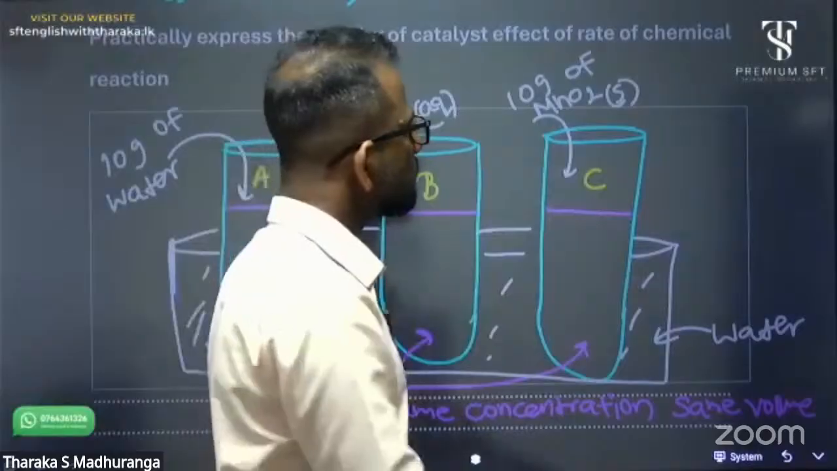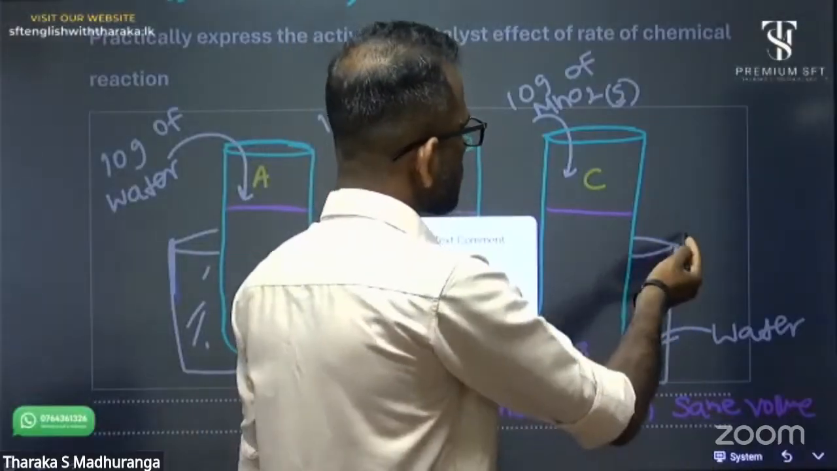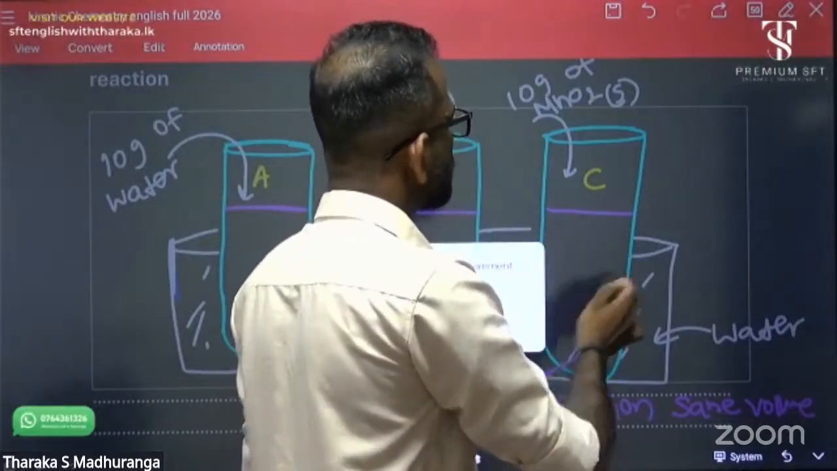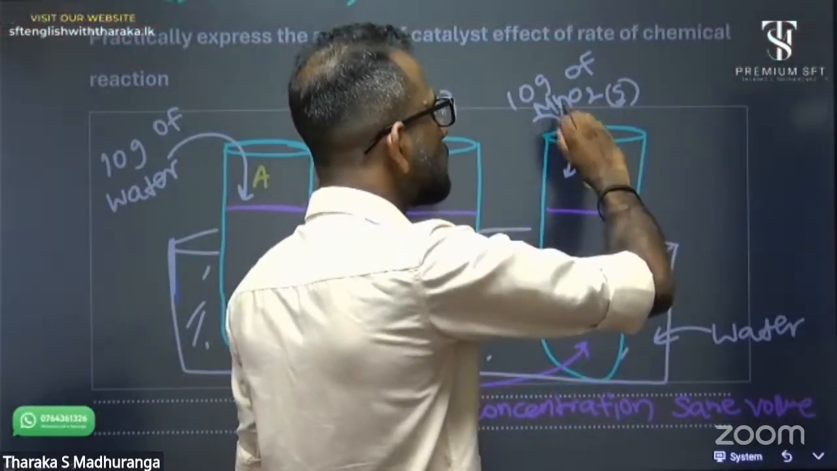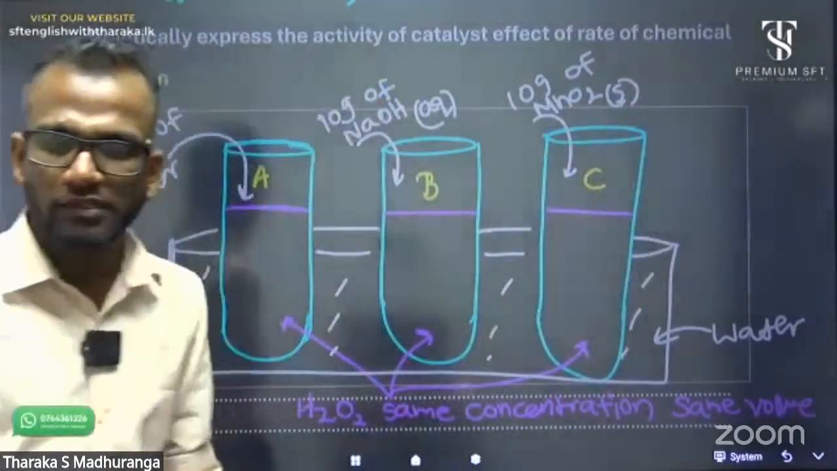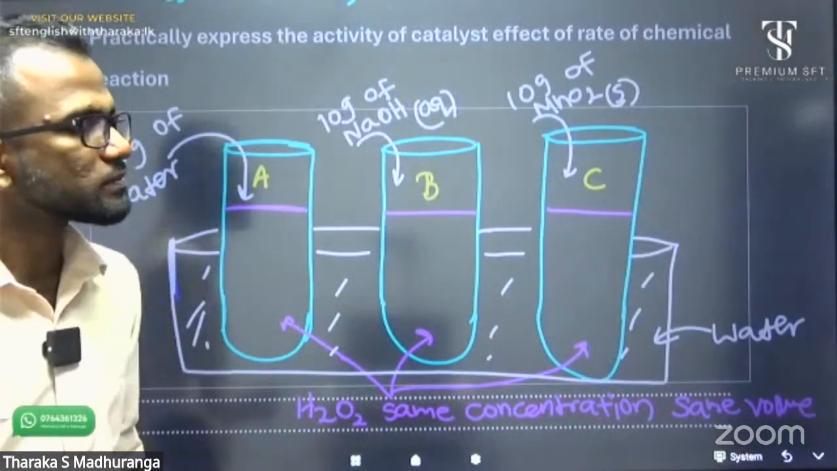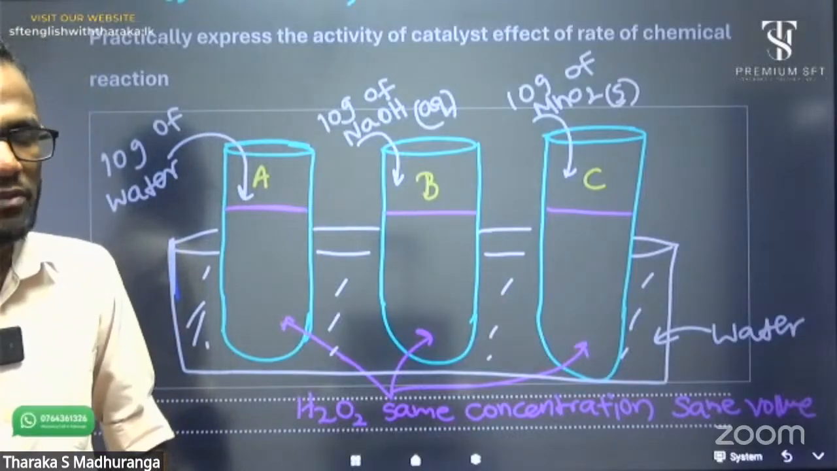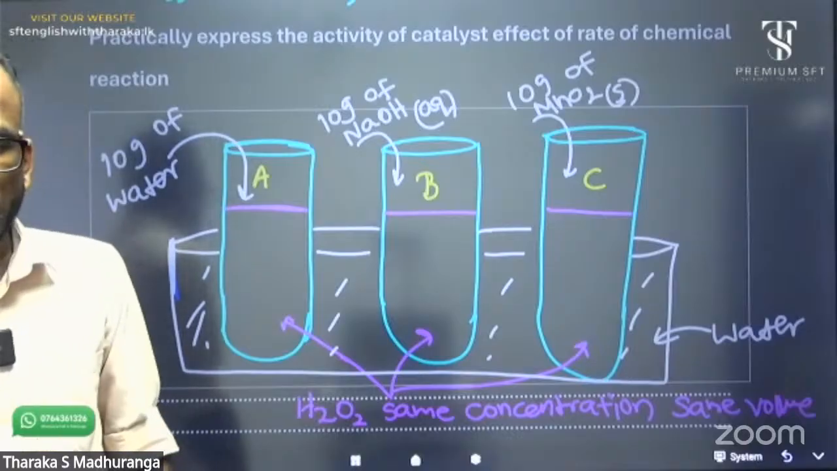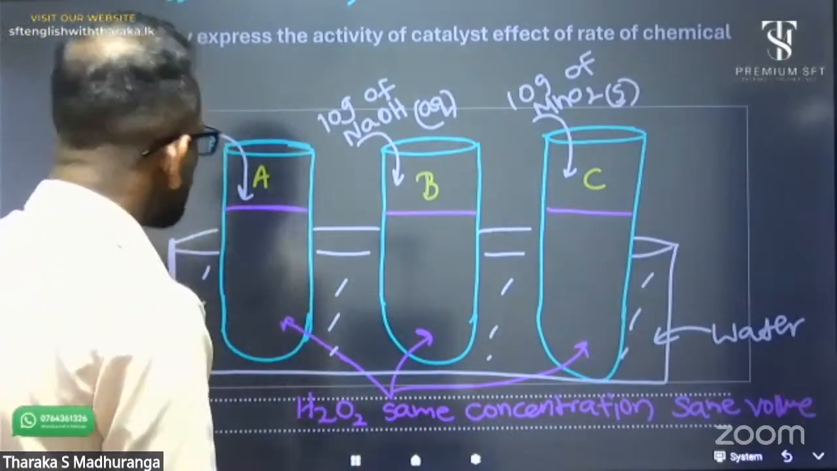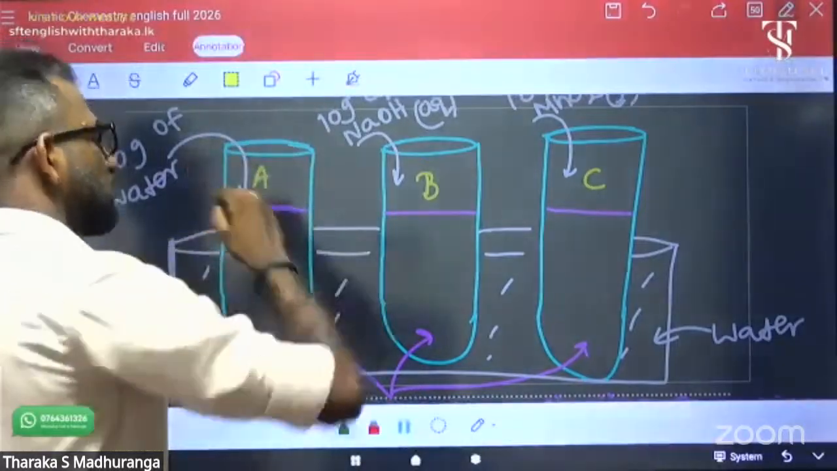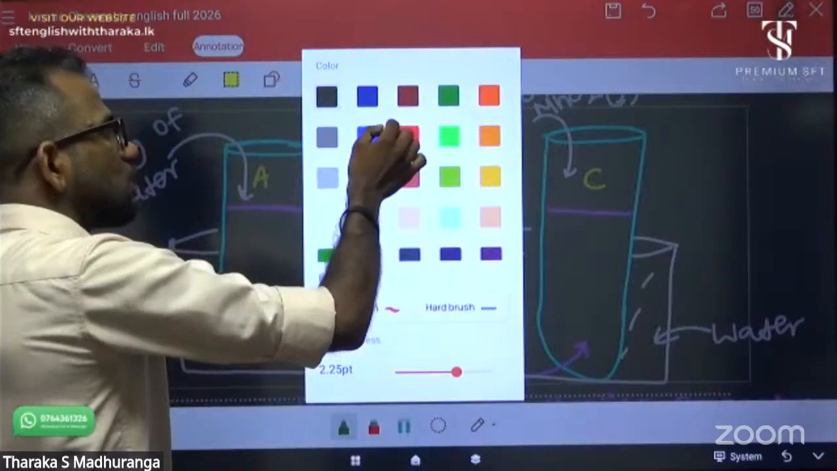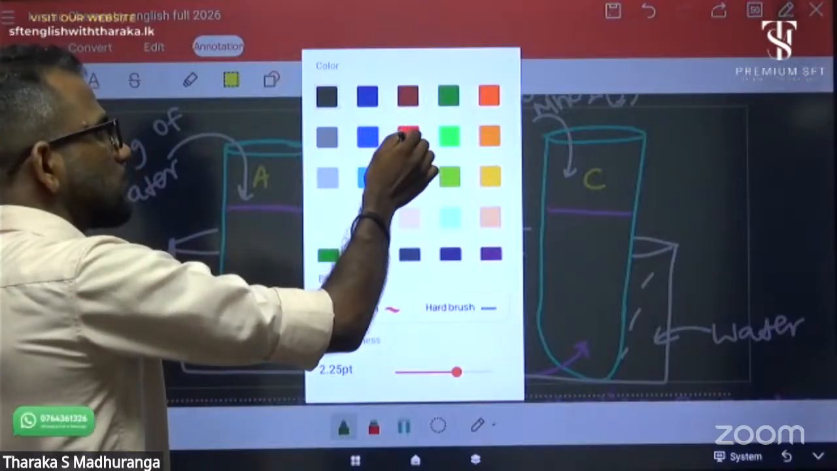For the final test tube, hydrogen peroxide, same concentration, same volume, and adding 10 gram of manganese oxide. What is the type of catalyst? It's a heterogeneous catalyst. Then what observations can you get?